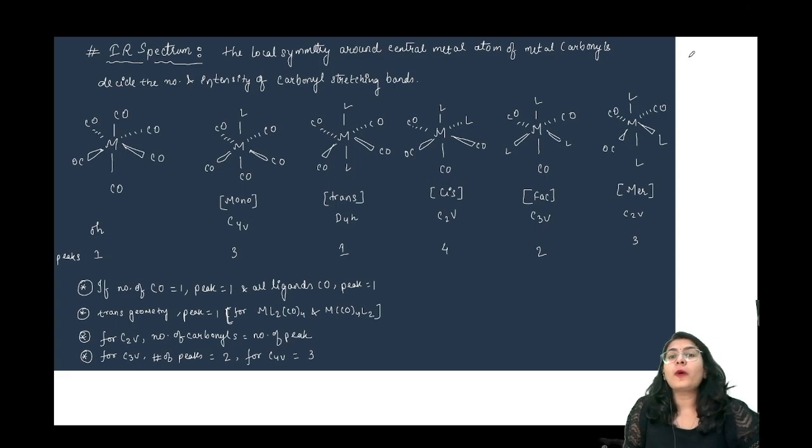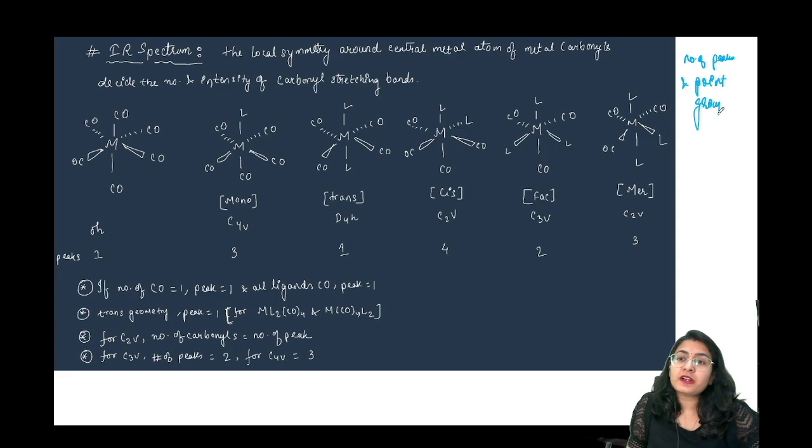So based on the geometry, the number of peaks are going to be different for different metal carbonyl systems. Now from this chart, we are just going to understand some shortcuts for predicting the number of peaks. If you have studied any standard book, you will see that maybe we cannot always predict by looking at the structure, but there is a very direct correlation between the number of peaks and the point group.